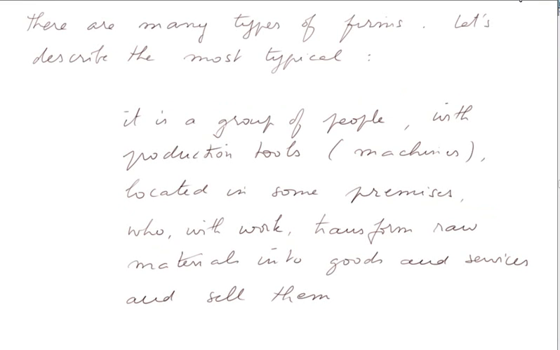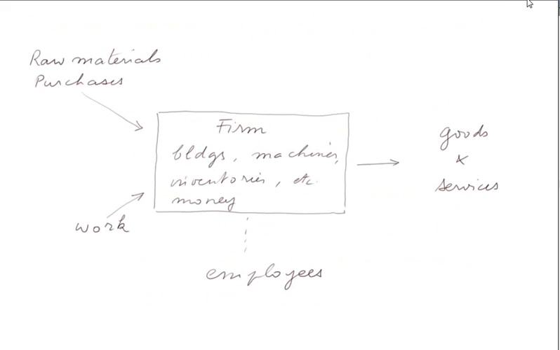There are many types of firms. Let's describe the most typical. It is a group of people with production tools, that is machines, located in some premises who, with work, transform raw materials into goods and services and sell them. Let's look at a picture.